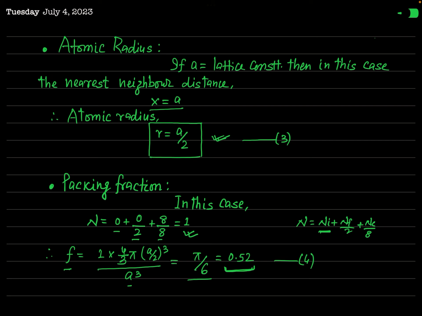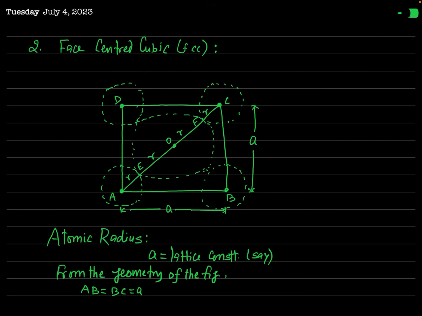I suggest you must remember this value, because in objective questions it is directly asked what is the packing fraction of a simple cubic lattice. So if you remember this data, you can easily answer the objective questions. Now we will see the same calculation in the case of the face-centered cubic lattice, that is FCC.